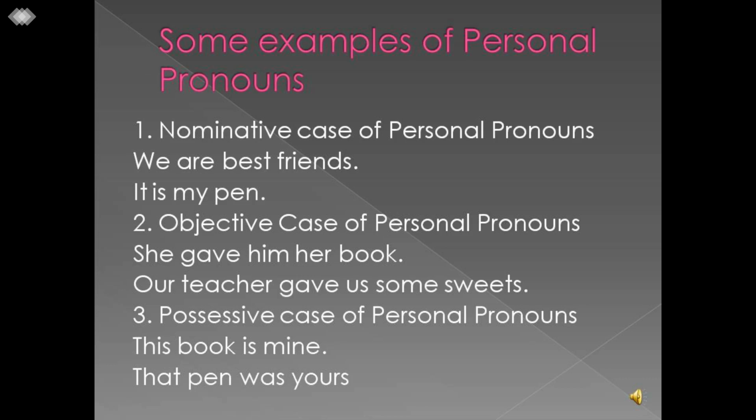First, nominative case of personal pronouns. Here, the nominative pronouns, for example, I, you, he, she, it, we, you, they and who. These types of pronouns act as the subject in a sentence. They are also called the subjective case of personal pronouns. For example, we are best friends. It is my pen. Objective case of personal pronouns are me, you, him, her, it, us, you, them, and whom.